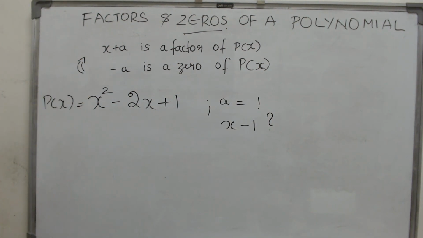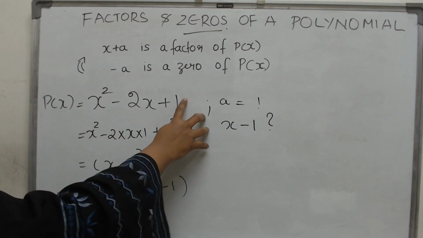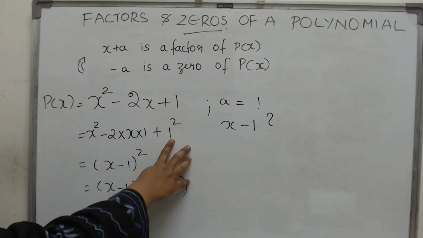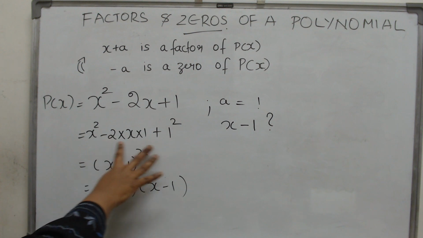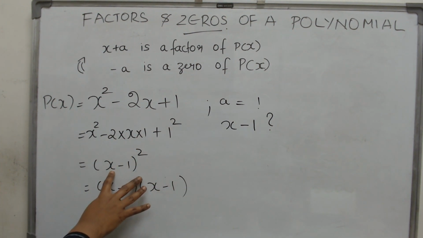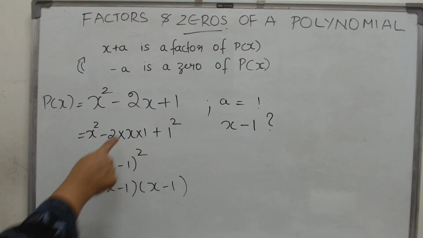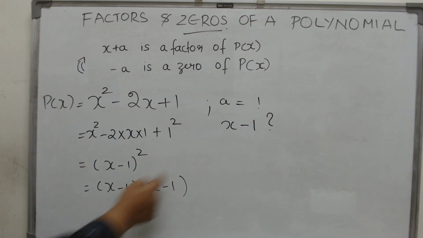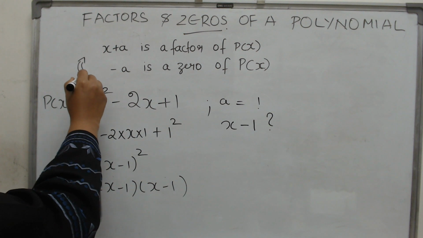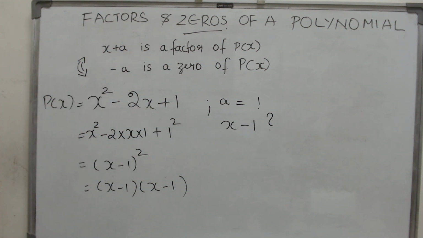Look at what form it is. It is in the a minus b the whole square form. It is a square plus b square. 1 you can write as 1 square, and the middle term will be in the minus 2ab form, or in other words it is a minus b the whole square. a square plus b square minus 2ab, or in other words it is this. So there, x minus 1 is a factor. So it works both ways. If x plus a is a factor, minus a is a 0.